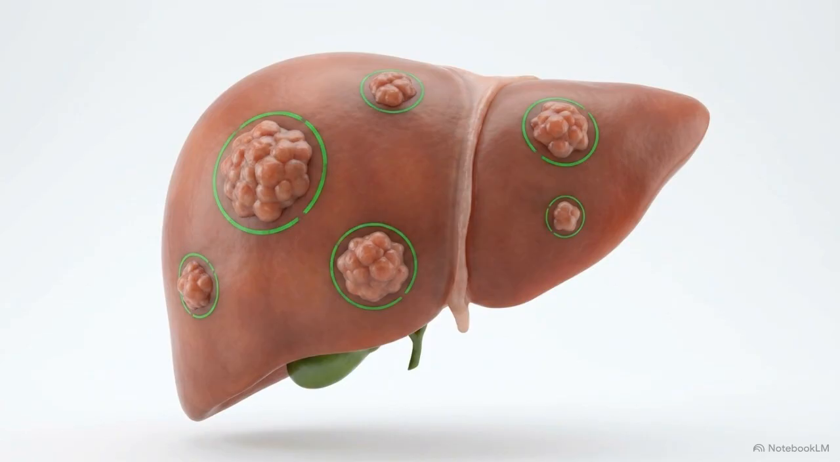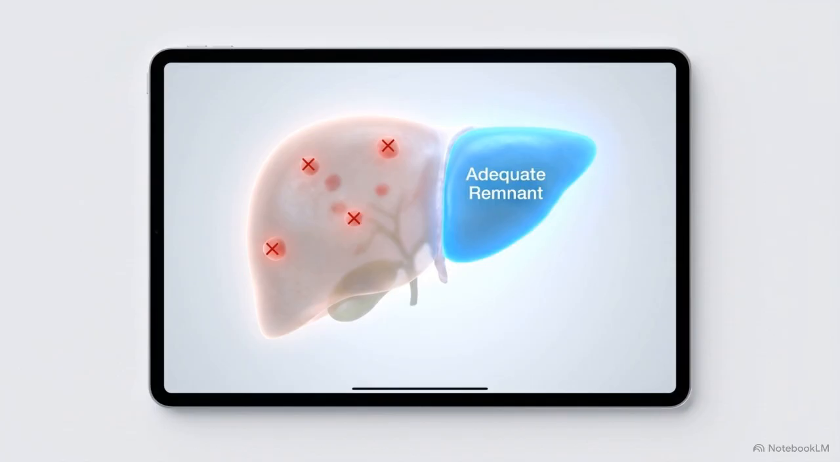Historically, surgeons would only operate if there were fewer than 4 metastases. The modern mandate abandons that arbitrary limit. We now resect the metastases whenever it is technically feasible, provided the patient has an adequate functional liver remnant.